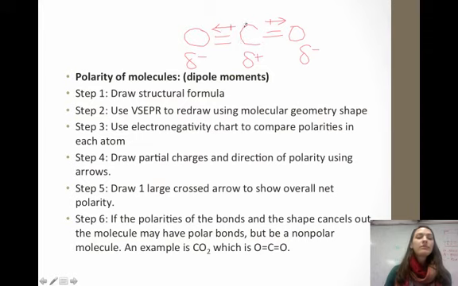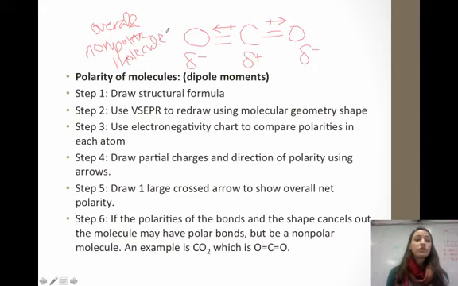You'll notice that they're pulling in opposite directions. It's kind of like a tug of war. The direction of those dipole arrows is going to balance out. If any of you have done vectors in math class, same thing. Those vectors are going to cancel out, which means this is overall going to be a nonpolar molecule, even though it's got some polar bonds. All right, so let's try one of these.